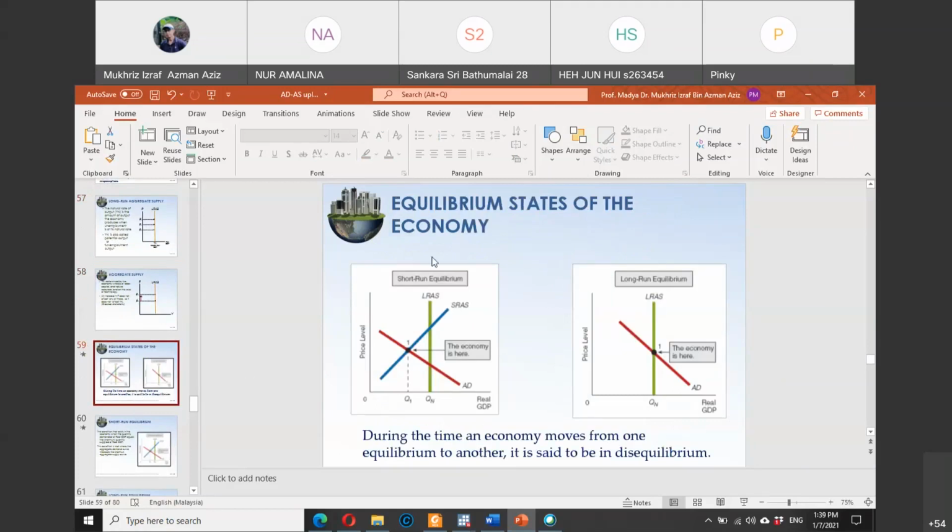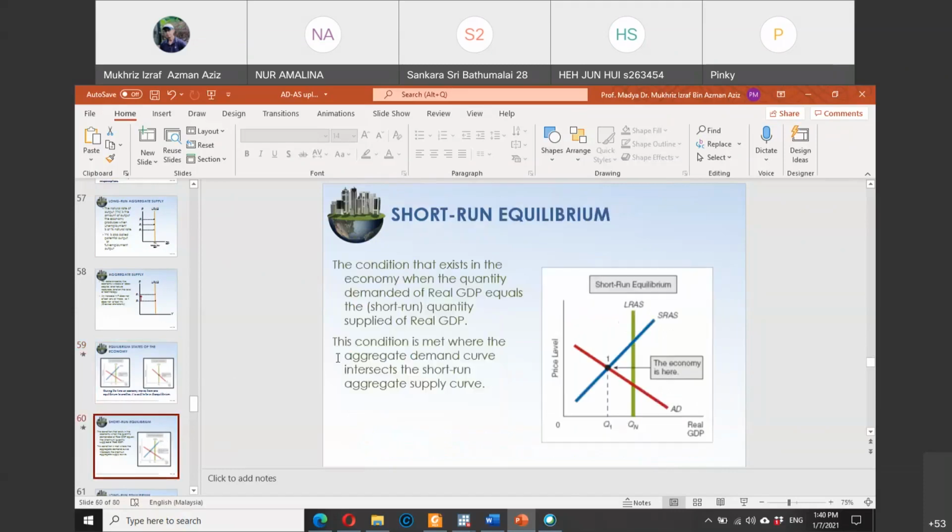Equilibrium states of the economy. Short run equilibrium is when the short run supply curve intersects with the aggregate demand curve. So this point is the short run equilibrium. But for long run equilibrium, we don't look at the short run supply curve. We only look at when the long run supply curve intersects with the aggregate demand curve. So the point where the LRAS intersects with the AD is the point of equilibrium in the long run. For the short run, it is when the SRAS intersects with the aggregate demand curve.